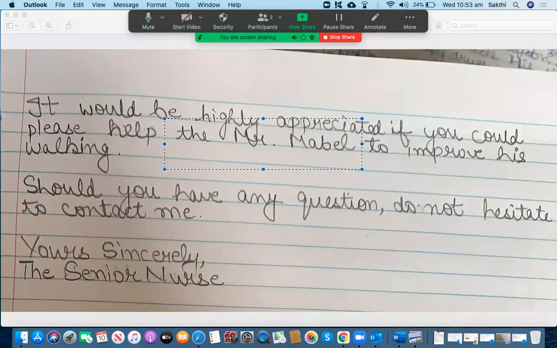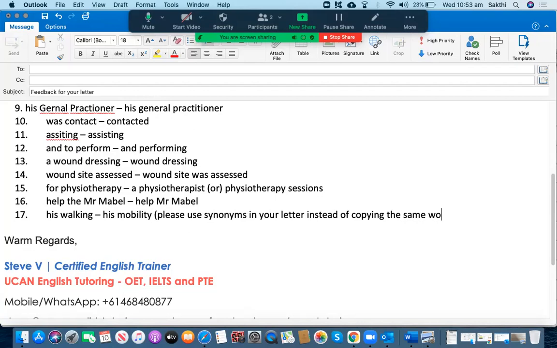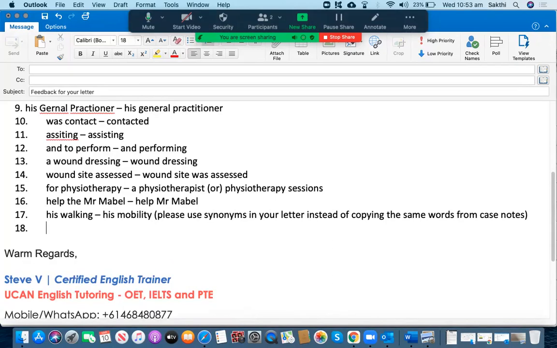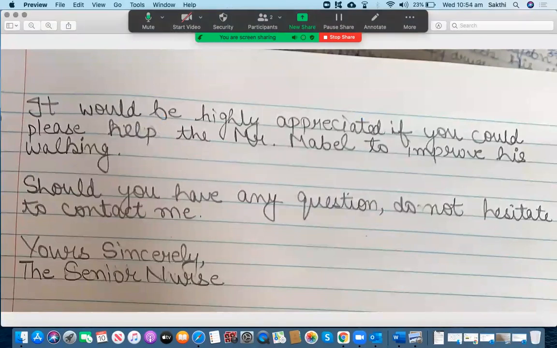To improve his walking. Okay, try not to use the same word again and again. His walking, his mobility. Try to use as many synonyms as possible. Please use synonyms in your letter instead of copying the same words from case notes. It's not good. If you do use the same words in your letter, it damages your score under vocabulary. It's not good.